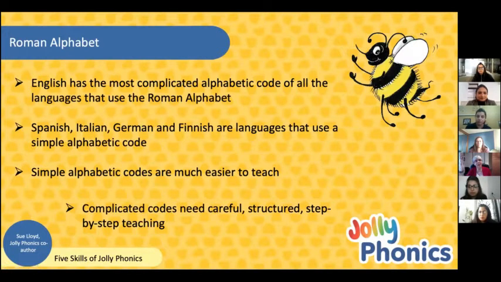Why is it so difficult? Well, English is the most complicated code that uses the Roman alphabet. Whereas if you take languages like Spanish or Italian, German, they are much simpler codes and much easier to teach and learn. But English is complicated because instead of just having one way of representing the sounds, there are several, and that's what causes the difficulty. And of course, it's important that we teach it step by step very carefully, because it is more tricky than a straightforward code.